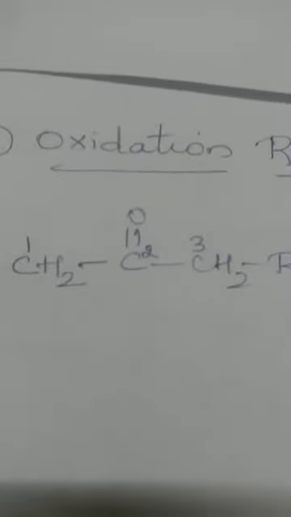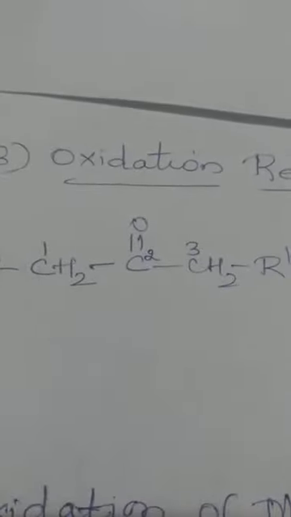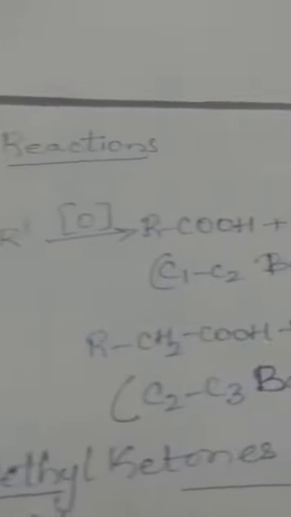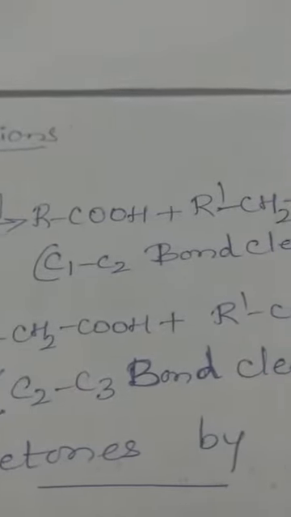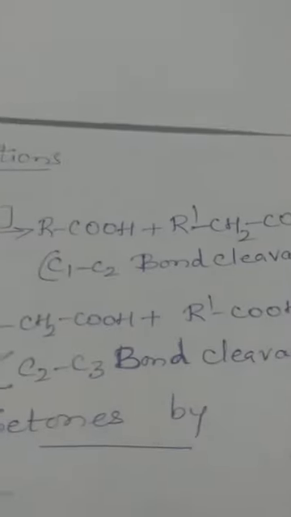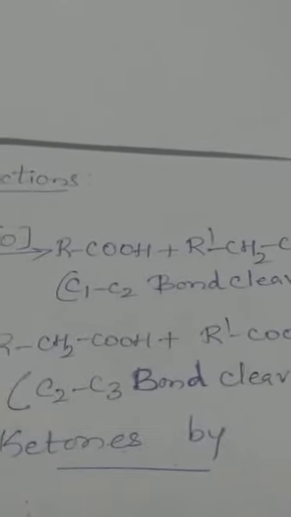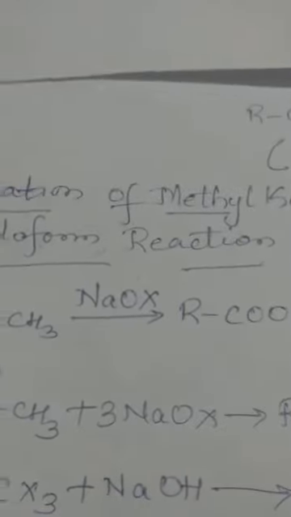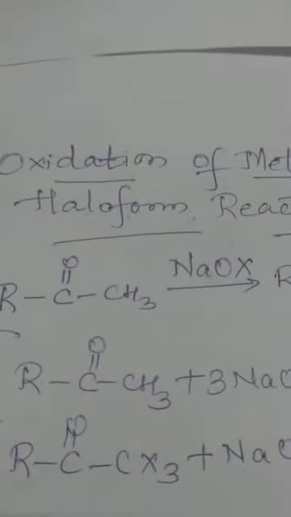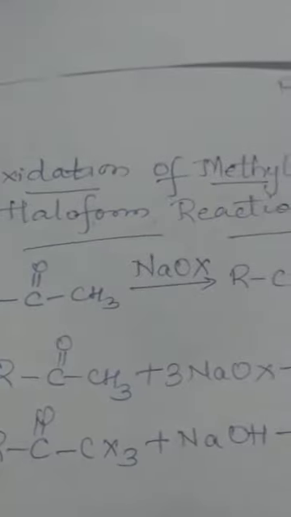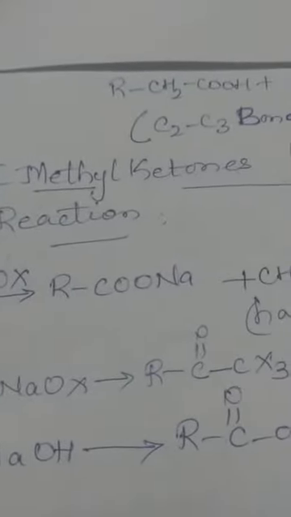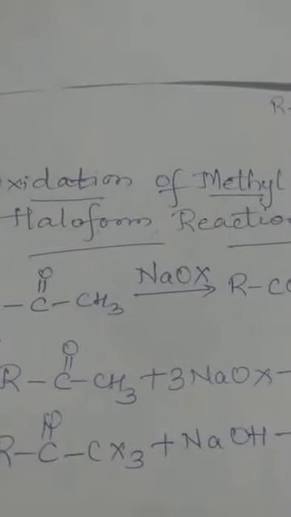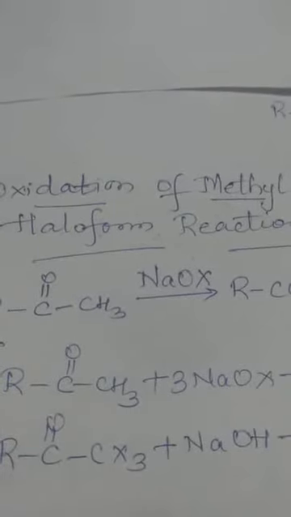In the other way, if C2-C3 bond cleavage takes place from the corresponding ketone as indicated in the structure, the products obtained will have the formula RCH2COOH and R-COOH. This is due to the cleavage of the C2-C3 bond. Here in particular, we need to know in detail about the oxidation of methyl ketones. A very important reaction, students. This oxidation of methyl ketones is called the haloform reaction.